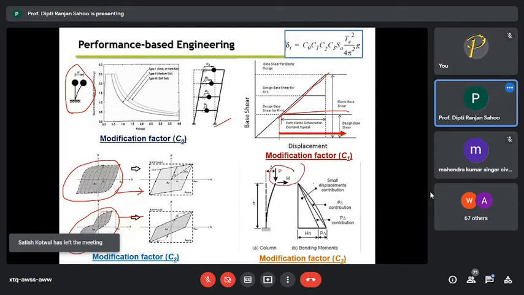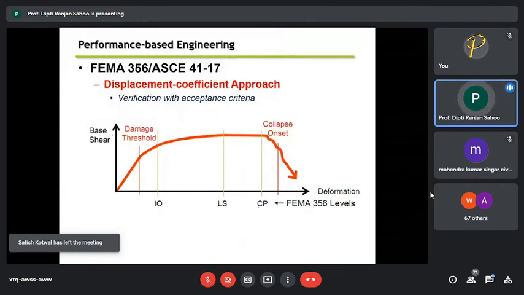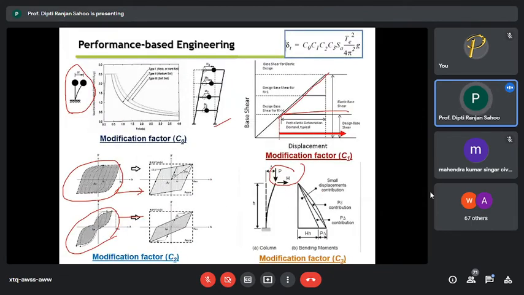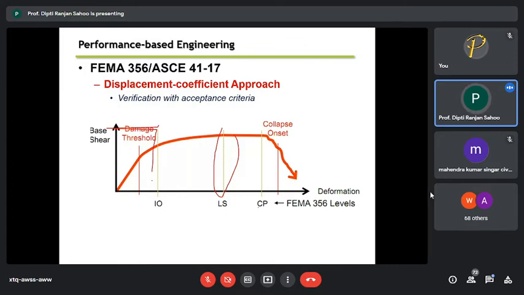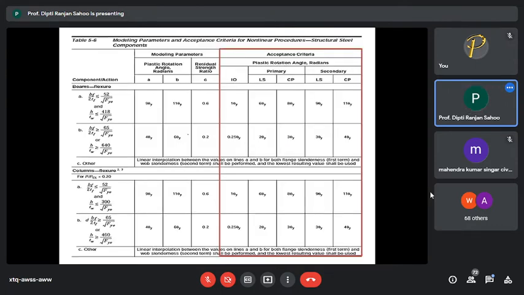Okay. So again, you can say the target displacement corresponding to CP, target displacement corresponding to LS, target displacement corresponding to IO. And if your pushover curve meets that or goes higher, fine, but if you get a lower IO or lower CP, that means your structure will fail prior to your target displacement. Then you have to revise. Okay, and that is the basis on which the acceptance criteria has been defined.